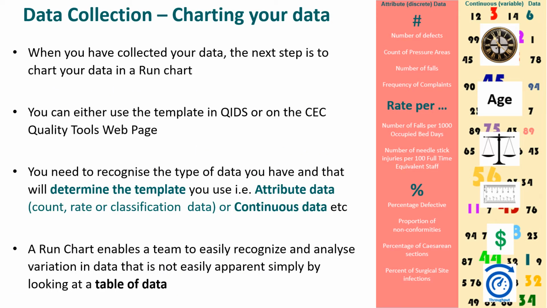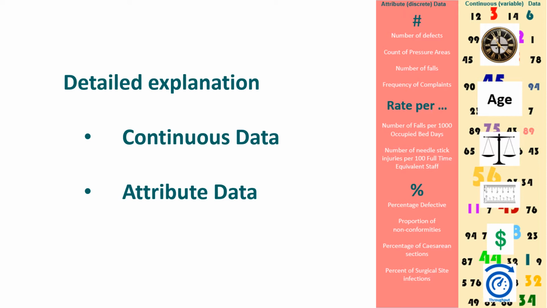When you've collected your data, the next step is to chart it in a run chart. You can either use a template in the quiz system or one of the templates on the CSE Quality Tools webpage. You need to recognize the type of data that you have, and that will determine the template that you use, such as attribute data or continuous data. A run chart enables a team to easily recognize and analyze variation in the data that's not so easily apparent when you just look at the data in a table. I'll now give a detailed explanation about both continuous data and attribute data.